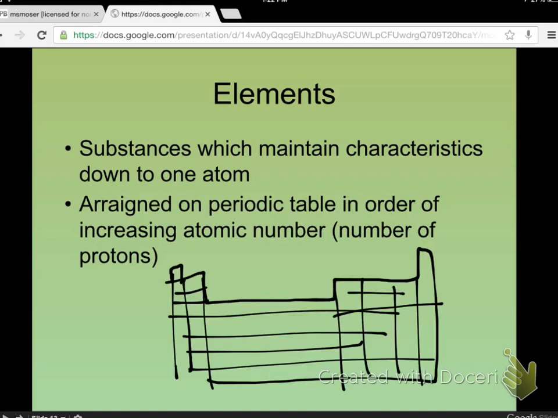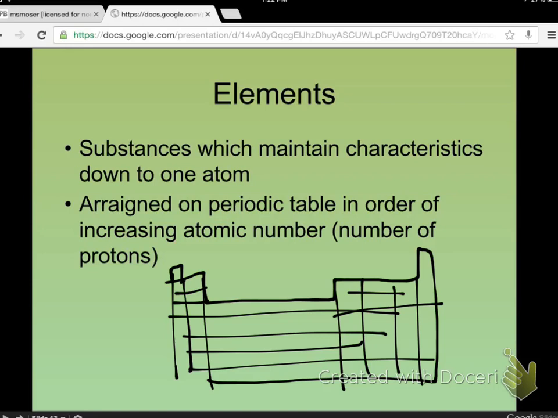Okay, so elements. We can take a chunk of gold. We can keep cutting it in half until we get down to a single atom of gold. It's got all the same characteristics that the big chunk did. Same for aluminum. Same for oxygen, though we don't typically think about oxygen as a solid. These are elements. And if you find it on the periodic table, it's an element.